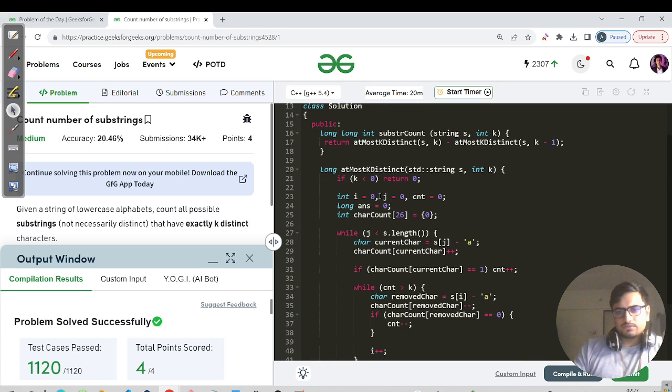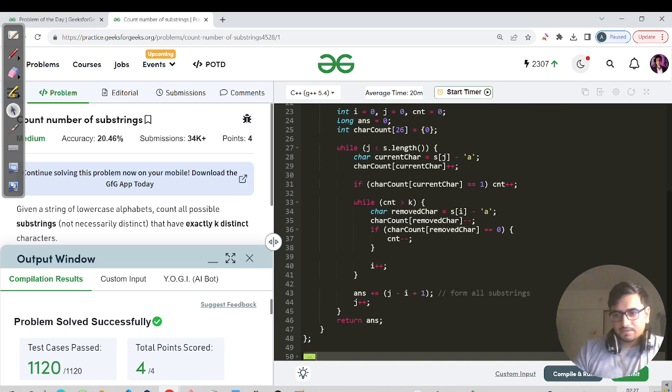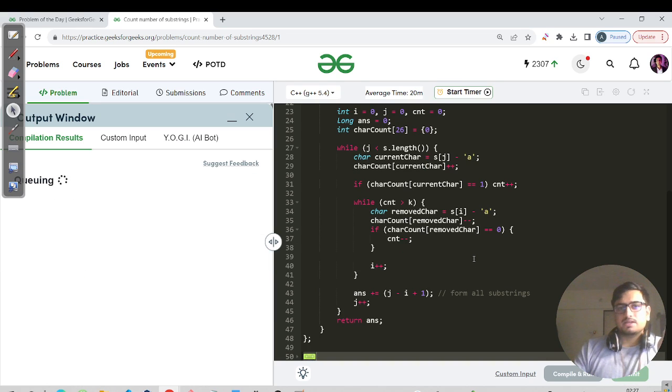So that's the same code, the same thing we are doing, right? And yes, it is the same thing, I guess. Let's just hit the submit button for this code as well.